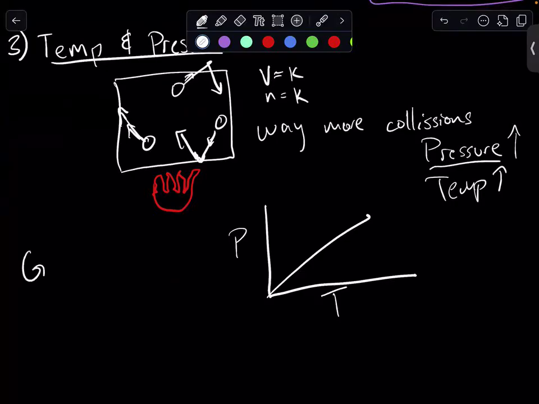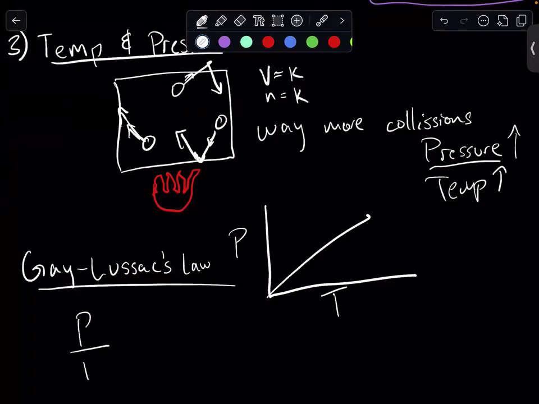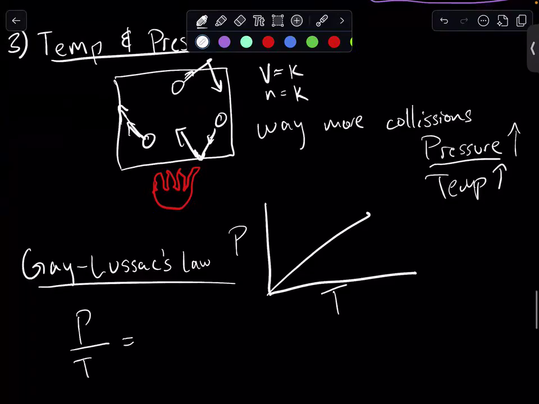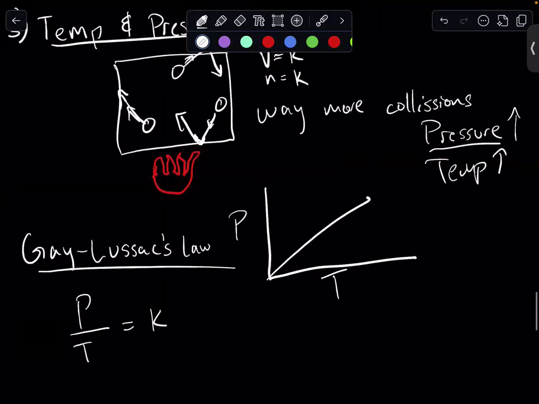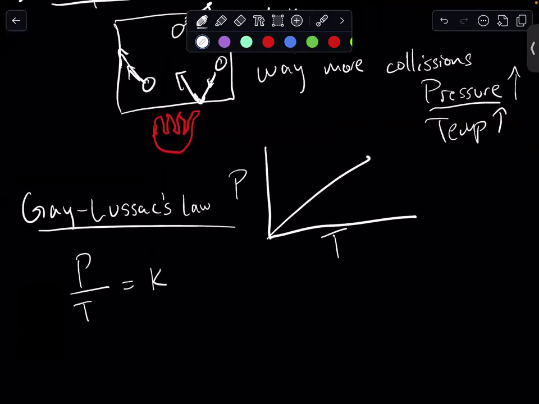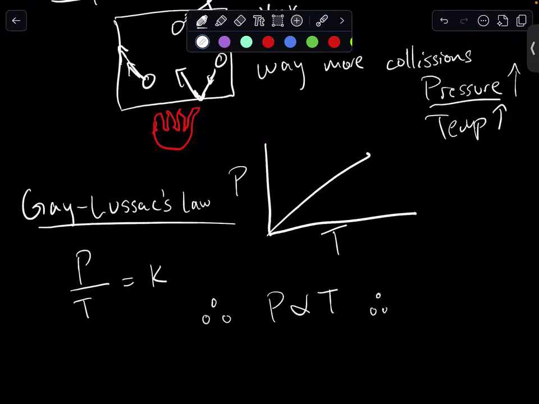This is referred to as Gay-Lussac's law, named after the scientist who discovered this. And much like before, when they are directly proportional, it is one over the other. Pressure over temperature equals constant. Therefore, we can say pressure is directly related to temperature. Therefore, we can also say P1 over T1 is equal to P2 over T2.